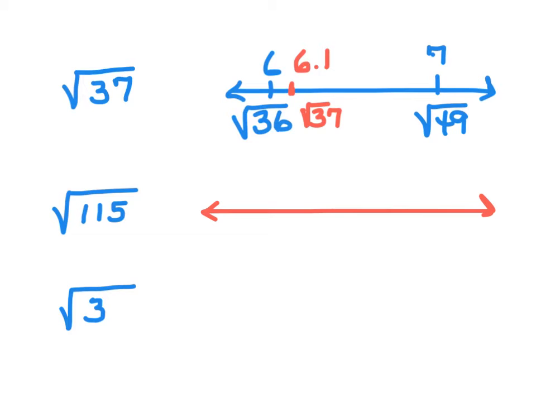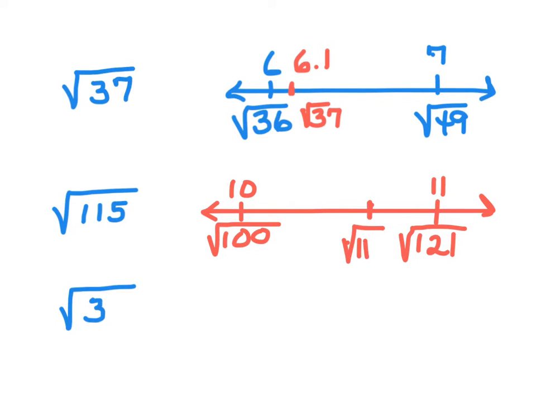Right below 115, I have 100 as a perfect square. And above 115, I have 121 as a perfect square. The square root of 100 is 10, and the square root of 121 is 11. So the square root of 115 should lie between 10 and 11. I'm going to ask myself, is it closer to 100 or is it closer to 121? It's closer to 121, probably around here somewhere.